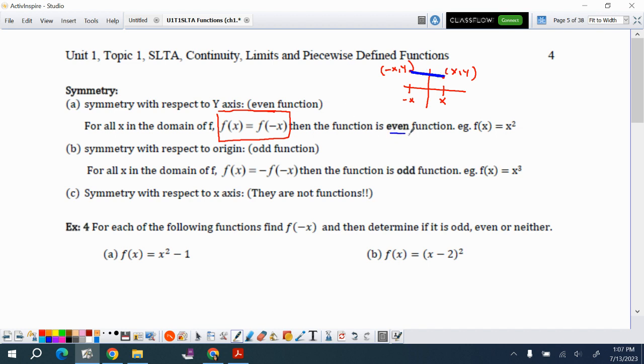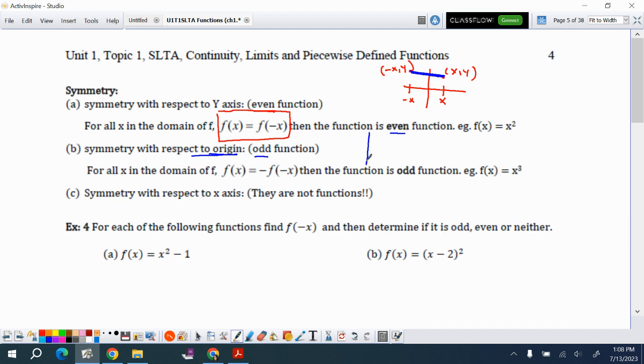Then it is called an even function. Most popular are parabolas. Now, the basic parabolas are even, but when they are shifted, they are no longer even. They don't hold the characteristics. Okay. Odd function. What is an odd function? It is symmetrical with respect to the origin.